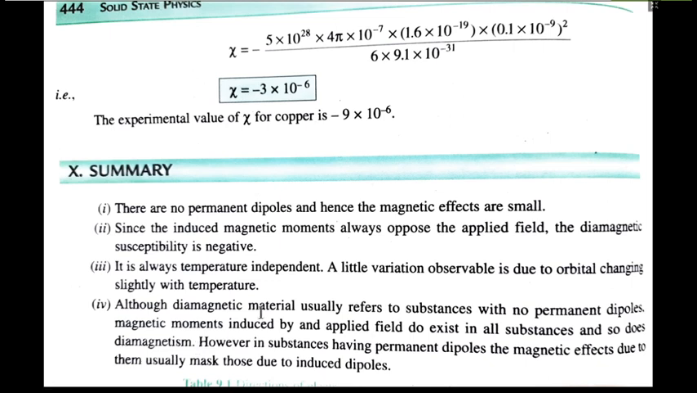Let me repeat again. Although the diamagnetic material usually refers to a substance with no permanent dipole, magnetic moment induced by the applied field does exist in all substances, and so does the diamagnetism. However, in substances having a permanent dipole, the magnetic effect due to them usually masks those due to induced dipole moment. इसका मतलब इन शॉर्ट ये हुआ कि पैरामैग्नेटिक मटेरियल में भी ऑर्बिटल मोमेंट की वजह से डायमैग्नेटिज्म is already existing, but the amount of dipole moment contribution in a magnetization is huge compared to this 10 to the power minus 6 order, and therefore the existence of diamagnetism in a paramagnetism we overlook because of its feeble contribution.